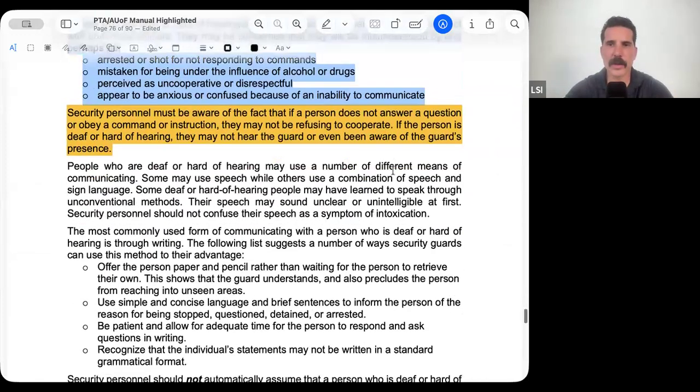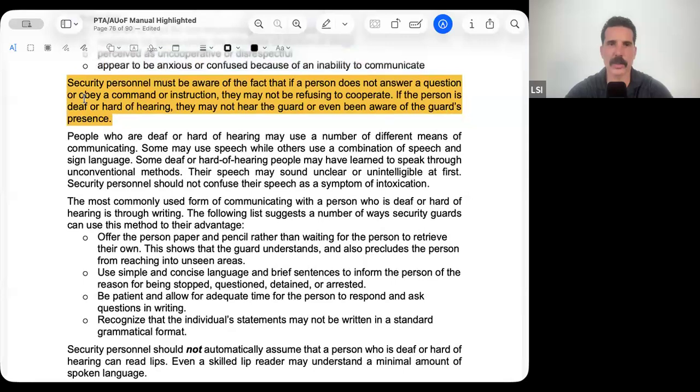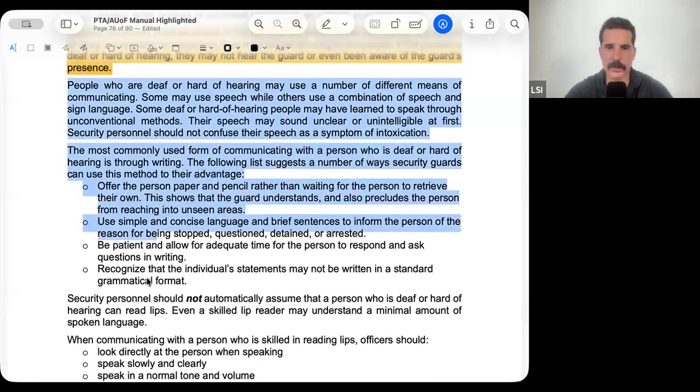Security personnel must be aware of the fact that if a person does not answer a question or obey a command or instruction, they may not be refusing to cooperate. If the person is deaf or hard of hearing, they may not hear the guard or even be aware of the guard's presence.